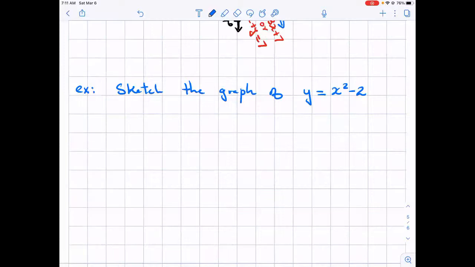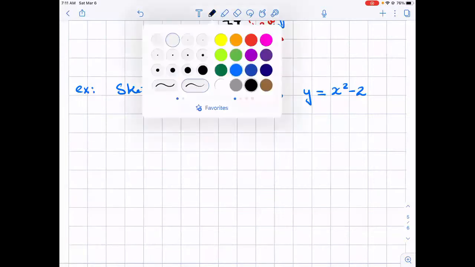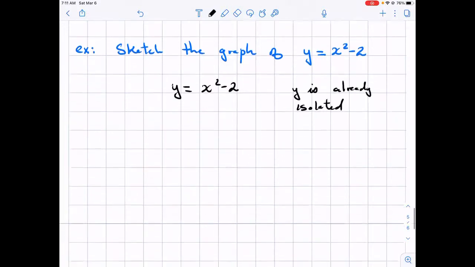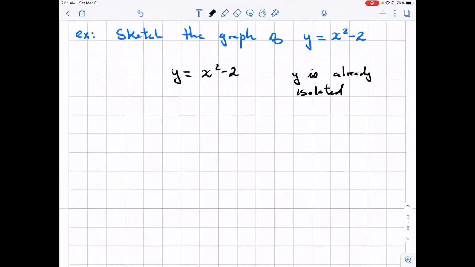So in this scenario, y is already isolated. So y is equal to x squared minus 2. Notice y is already isolated. So we can make our table of values and we can fill in these values.